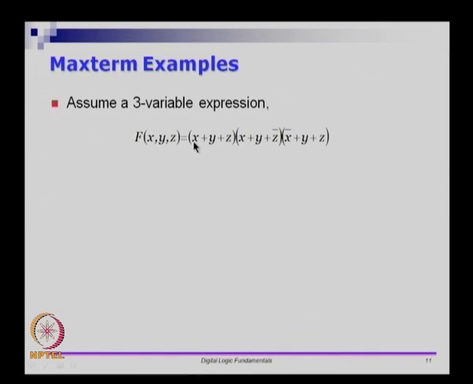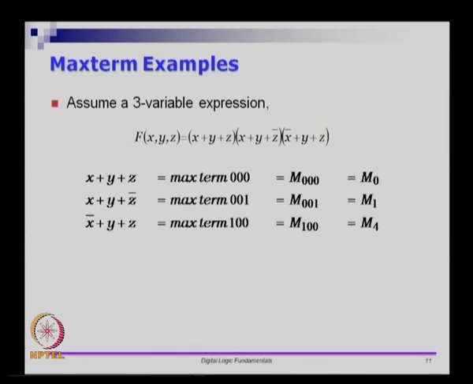So a max term is one in which all the variables appear either in the complemented or the uncomplemented form. So we have x plus y plus z, x plus y plus z bar and x bar plus y plus z. If I want to write this expression in a slightly simpler manner, we want to define the notion of max terms. So we have x or y or z. First of all, we stick to the ordering x, y, z, we cannot change the ordering.